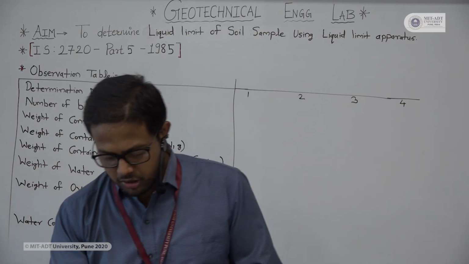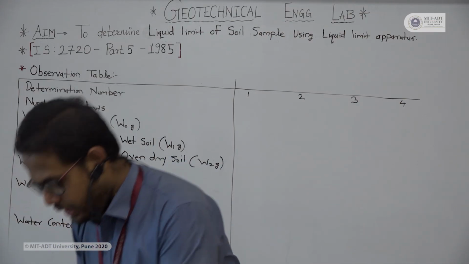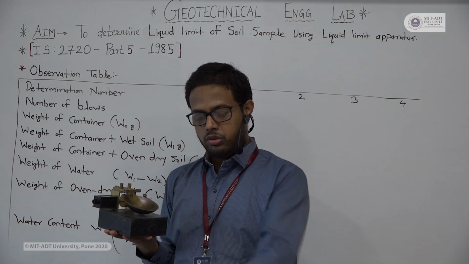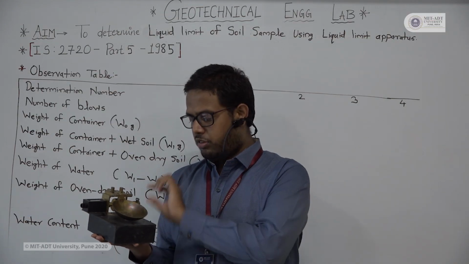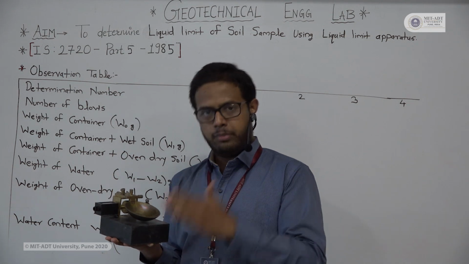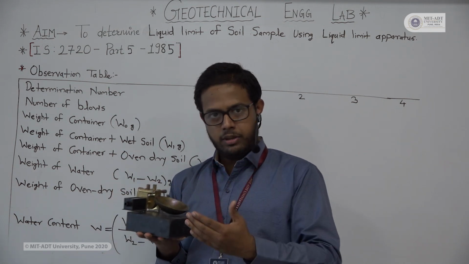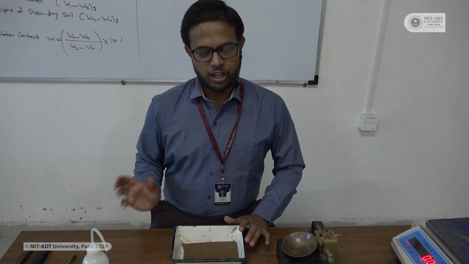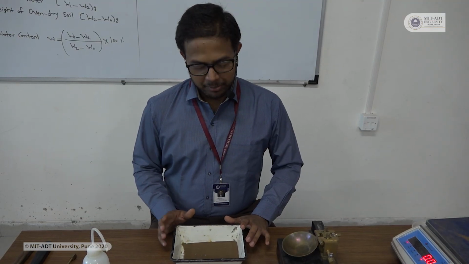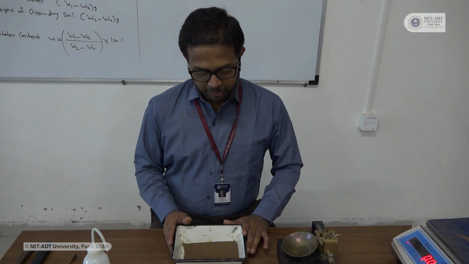After that, this is the liquid limit apparatus. We are going to take the soil sample in this disc and give the blows. We are supposed to count the number of blows. That is the function. The procedure and all these things we will explain in the next part. Just now I explained the procedure for the liquid limit test. Now we are going to perform the practical to find out the liquid limit of this soil.